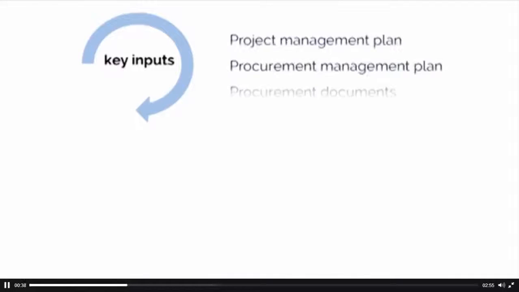The key inputs in this process include the project management plan, which contains the procurement management plan, and it provides the details and guidelines for closing out procurements. Procurement documents include any and all procurement documentation, and it should be collected, indexed, and filed to close the contract.